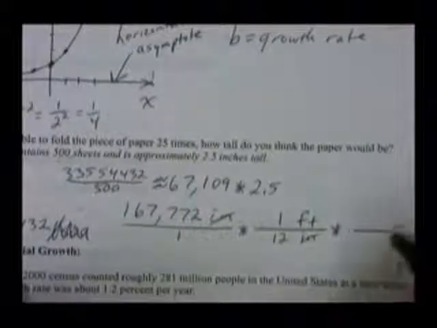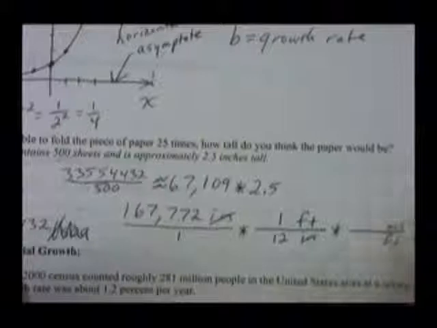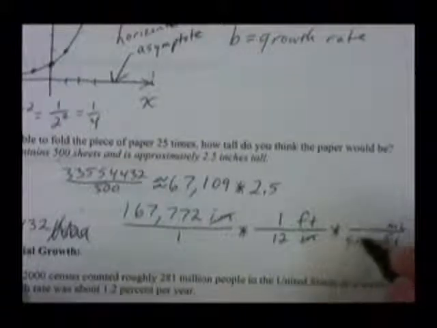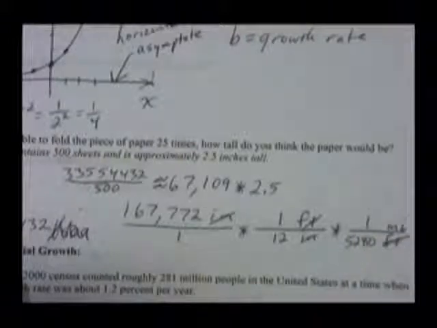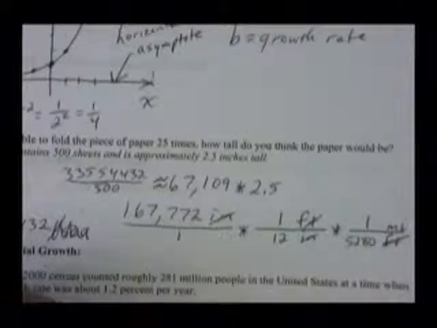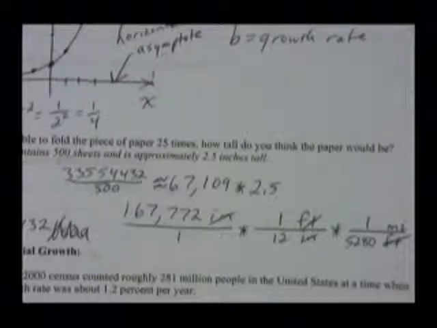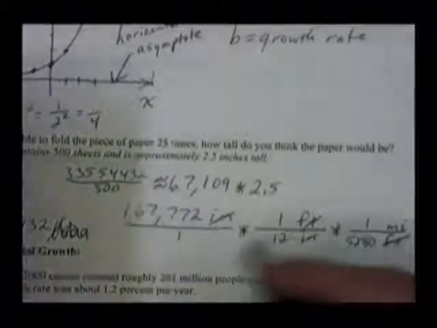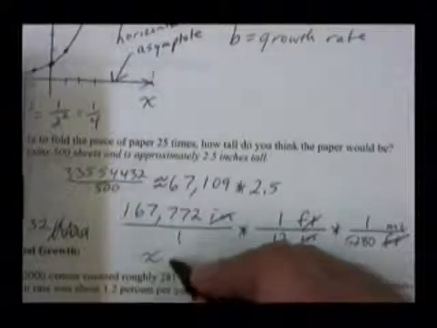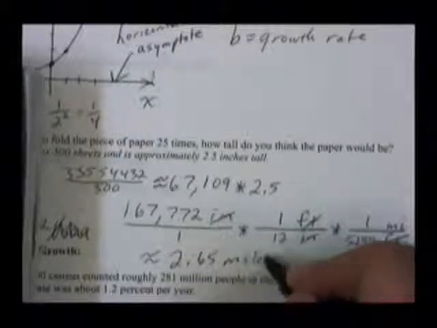Now I want to get rid of feet, so again I'm going to put it down in the denominator so it'll cancel. And I'm going to change that to miles, and I know there's 5,280 feet in 1 mile. So what I'm going to end up doing is taking 167,772, dividing it by 12, and then dividing it by 5,280. And what I'm going to get is about 2.65 miles.